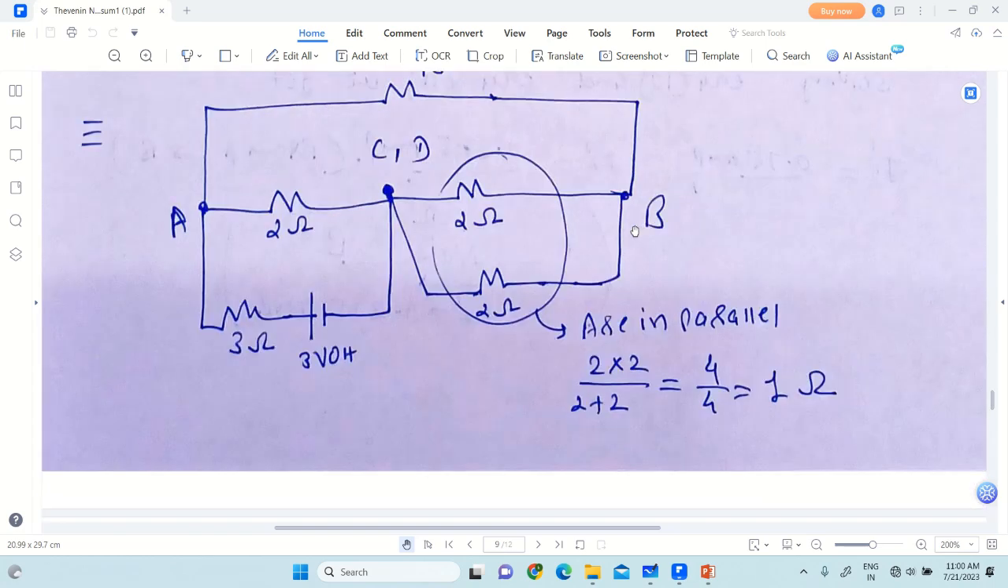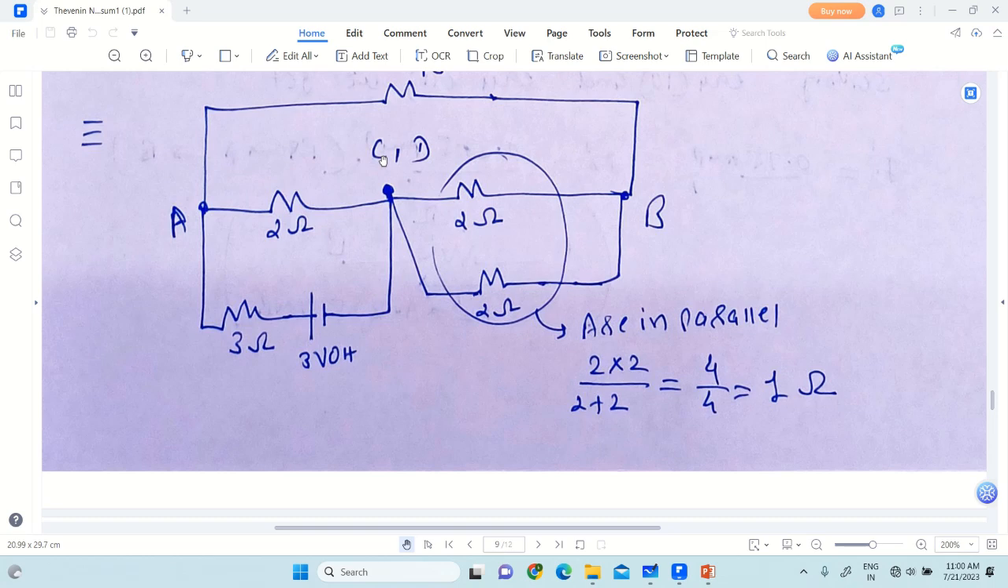Now you can see that this 2 ohm resistance and this 2 ohm resistance are connected between the same principal nodes. Those are node B and node C, right? So see, one end of this 2 ohm resistance and this 2 ohm resistance is connected to node C, and the other terminal of this 2 ohm and this 2 ohm are connected with B. So both the resistances are connected between the same principal nodes B and C.